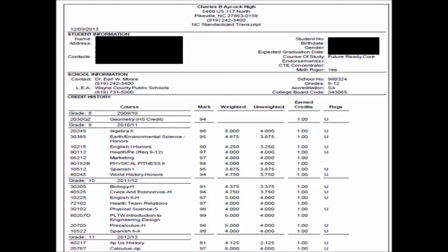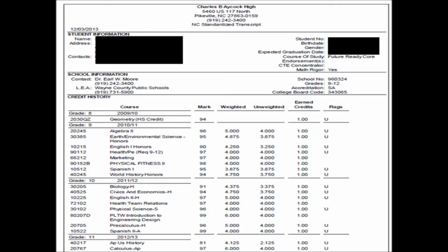The course name, the mark that you made in the class, which is the final numerical grade that you earned for the class, your weighted and unweighted quality points, which are different if it is an honors or AP level course, so please take note of that. Remember, you do not earn extra credits for honors or AP courses, but you do earn more weighted quality points towards your GPA, and we'll talk more about that later in the video.